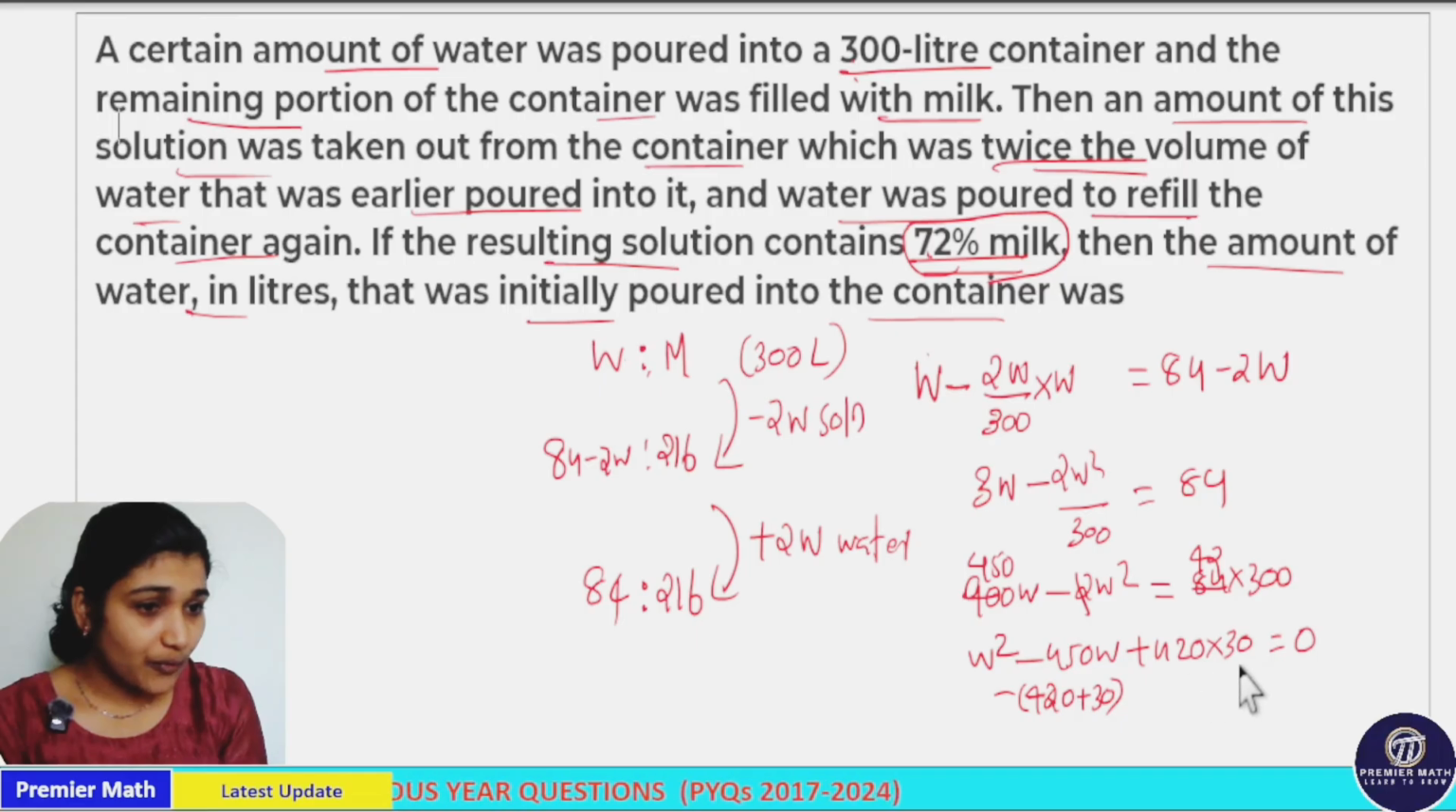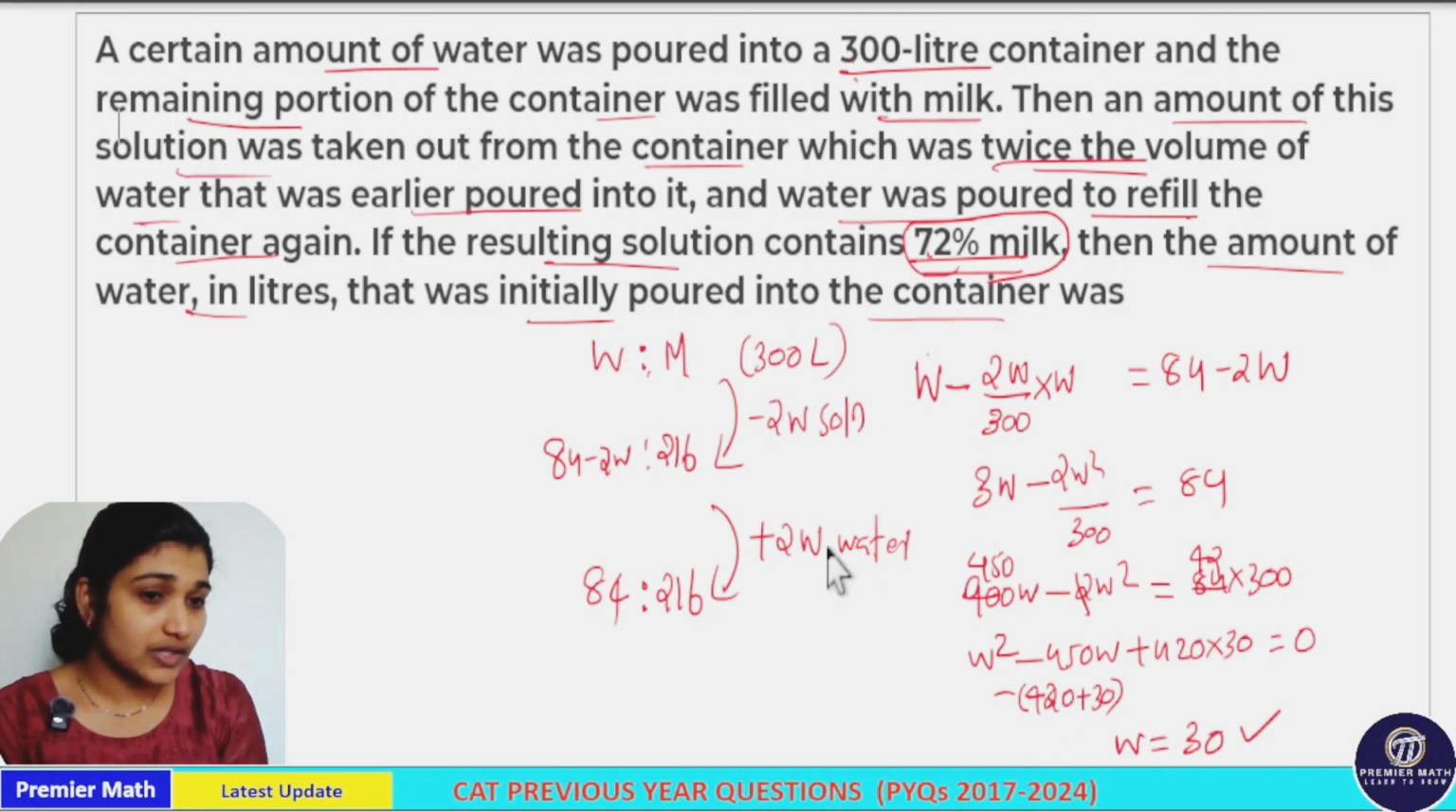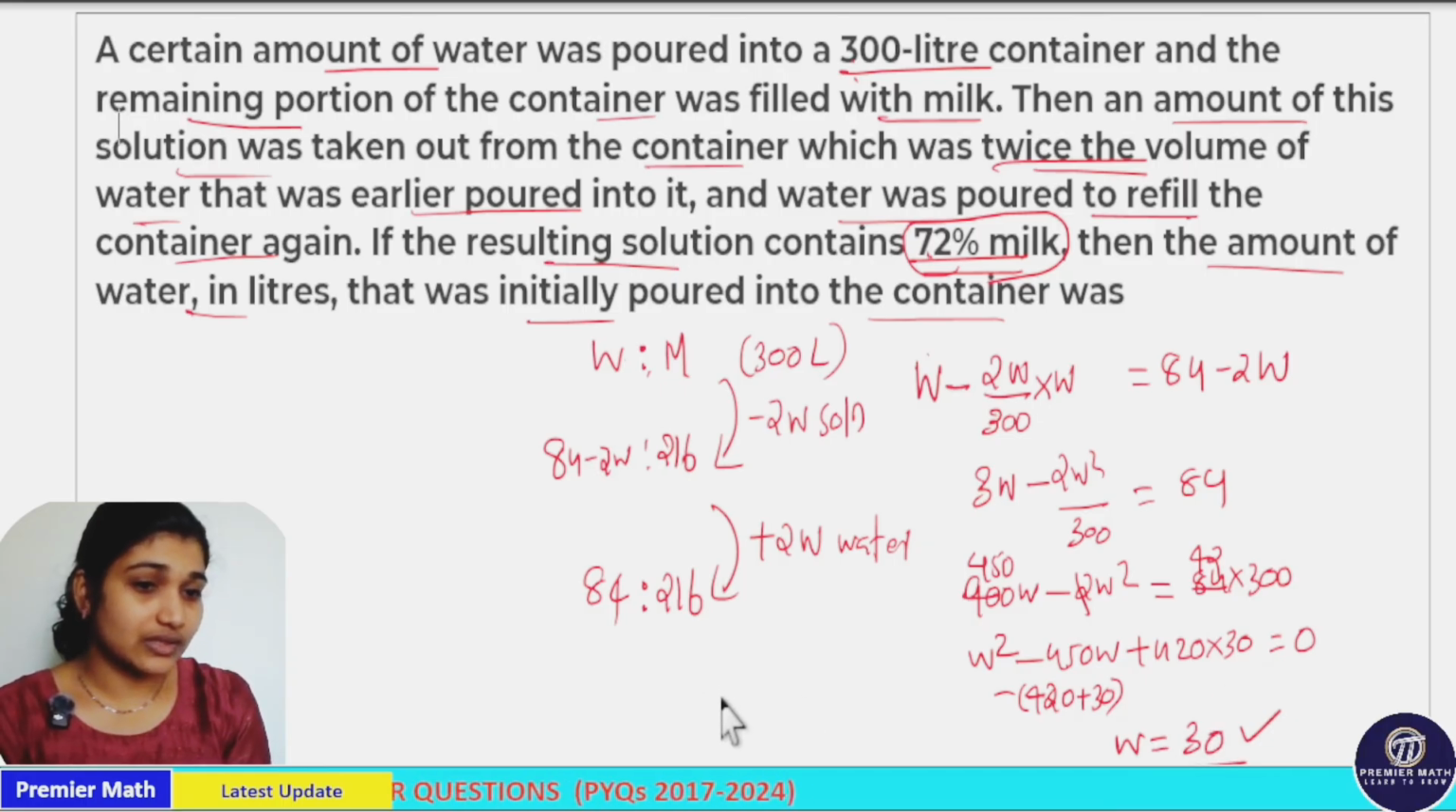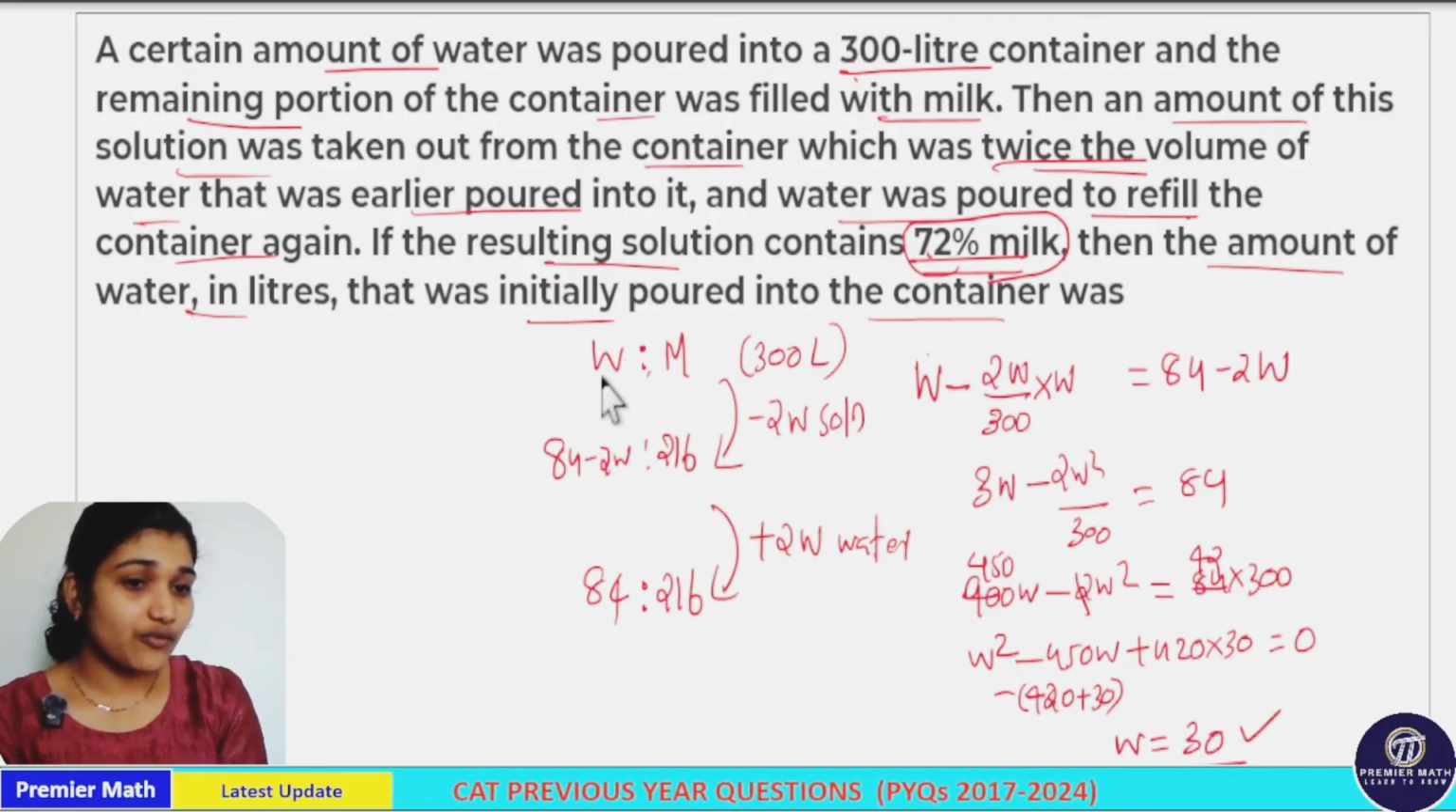And here we have 420 into 30, which means here W can be 30. W cannot be 420 because here total quantity is equal to 300 liter. So W is equal to 30 here, 30 liter. So initial quantity of water poured was 30 liter here.